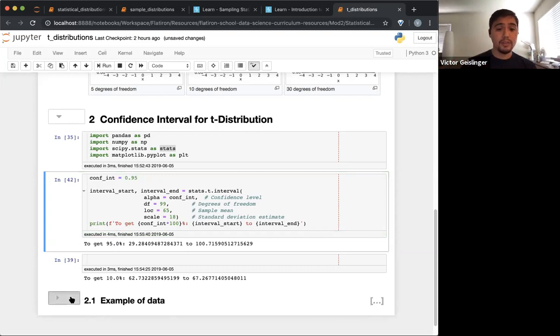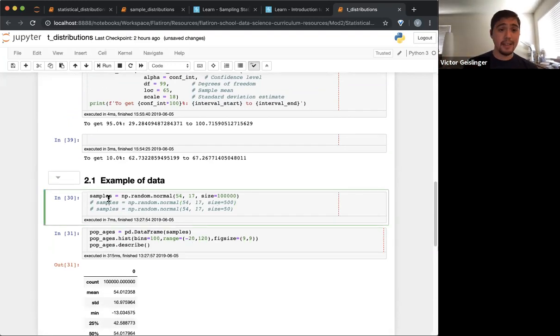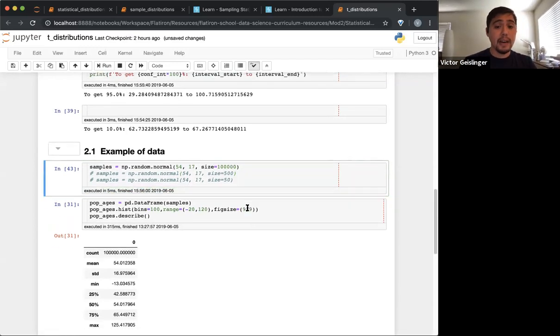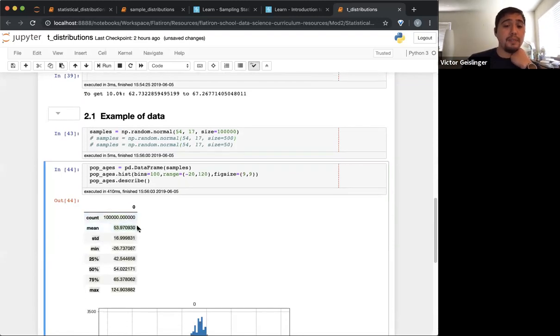Okay, so here is a sample of some data. I'm going to generate samples with a 54 mean, 17 standard deviation, and it looks like 100,000 points. So I have this part right here. To look at what this looks like, you can see there are 100,000 people. The mean is about 53.9, which seems pretty close to 54. As we get more and more people, it gets closer and closer.